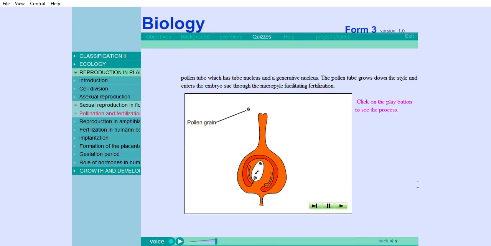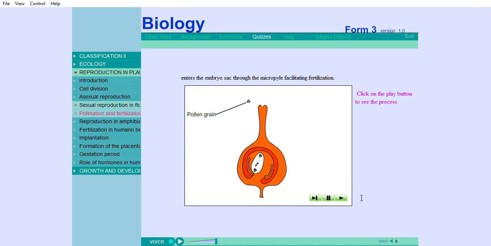The pollen grain on the stigma absorbs nutrients and germinates to form a pollen tube. The pollen tube has a tube nucleus and a generative nucleus, which is also the male nucleus. The pollen tube grows down the style into the embryo sac with the tube nucleus leading. In the process, the generative nucleus divides into two male nuclei.